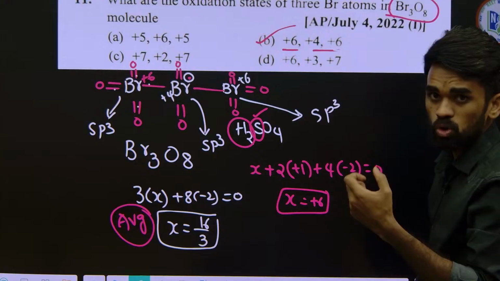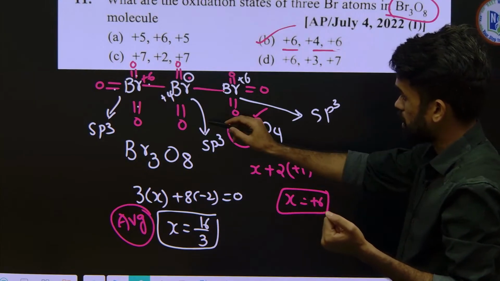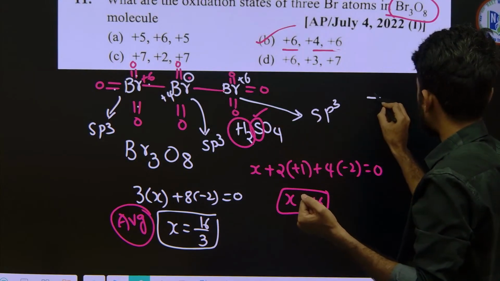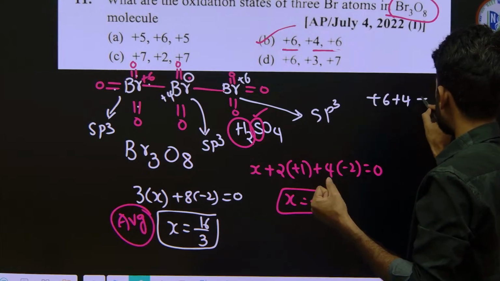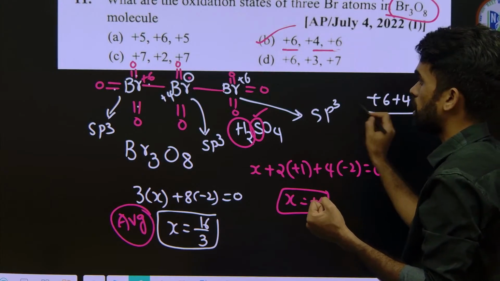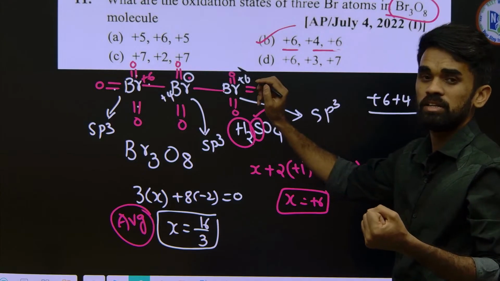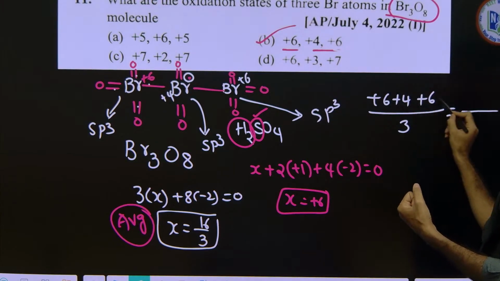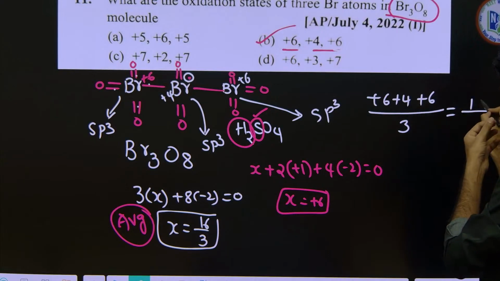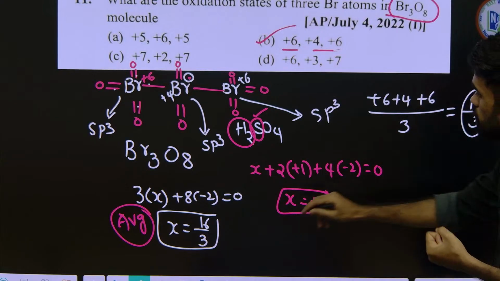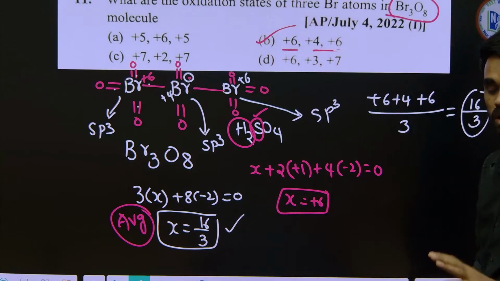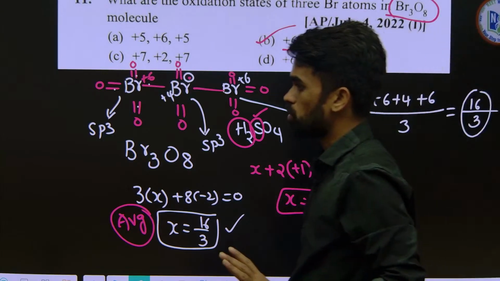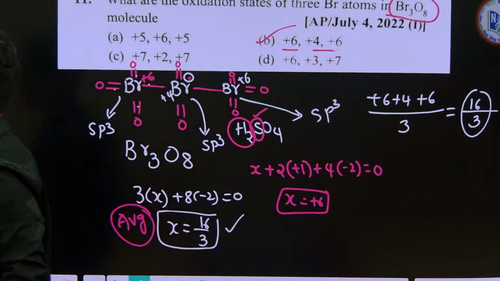And if you want to cross check whether it is correct or not, just calculate: +6 we got, +4, and the next +6, add them. Total number of charges is 16, total number of atoms is 3. So 16 by 3 is what we got as our average oxidation state. So it is properly indicated. Option B will be your perfect answer for the question.